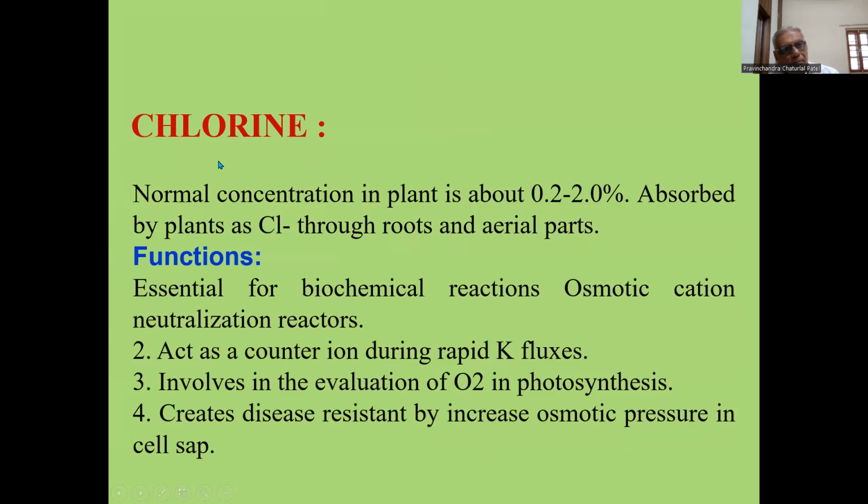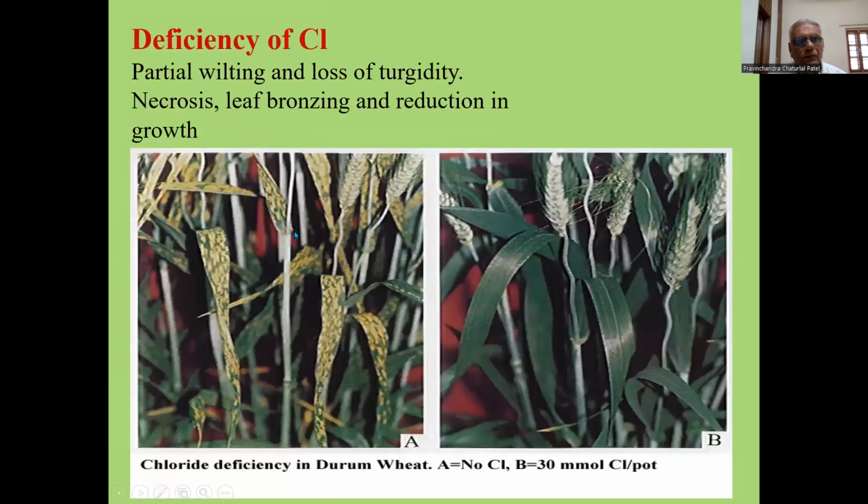Then next, the micronutrient chlorine. Normal concentration in plant is about 0.2 to 2%, absorbed by plant as chloride through roots and aerial parts. Function: essential for biochemical reactions, osmotic regulation, and cation neutralization. It acts as a counter ion during rapid potassium fluxes, is involved in the evolution of oxygen in photosynthesis, and creates disease resistance by increased osmotic pressure in cell sap. Deficiency of chlorine causes partial wilting, loss of turgidity, necrosis, leaf bronzing, and reduction in growth.